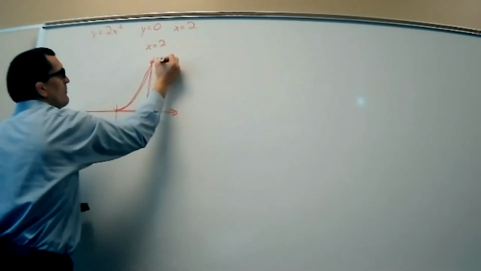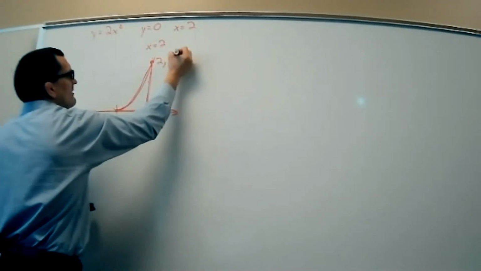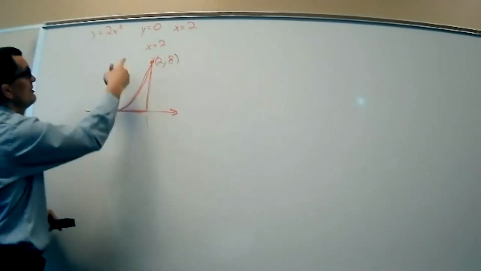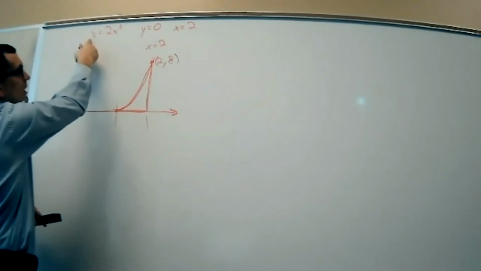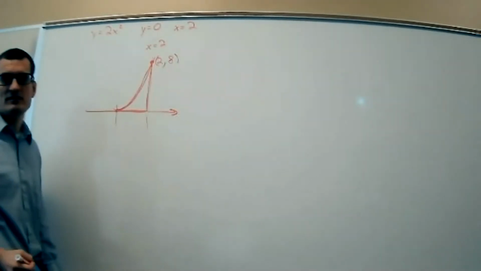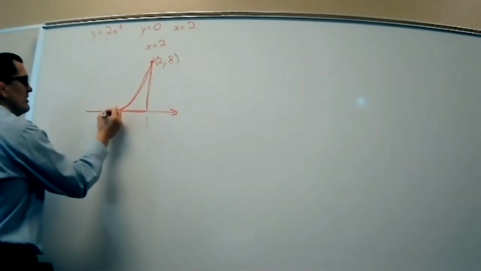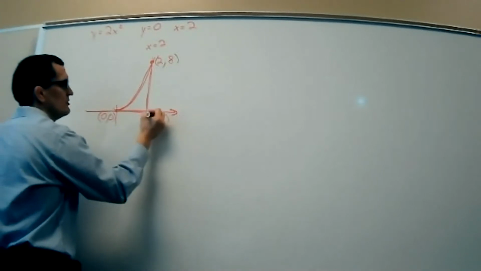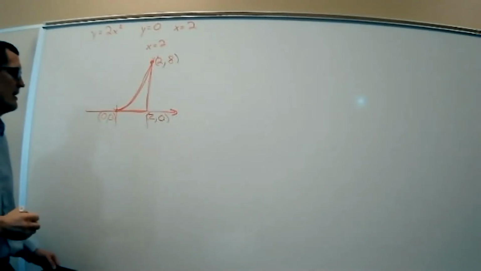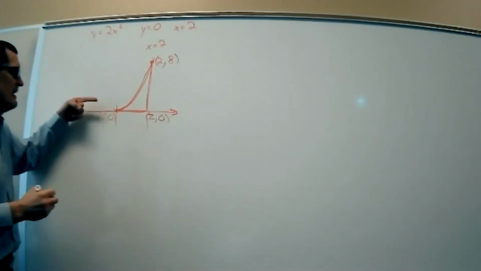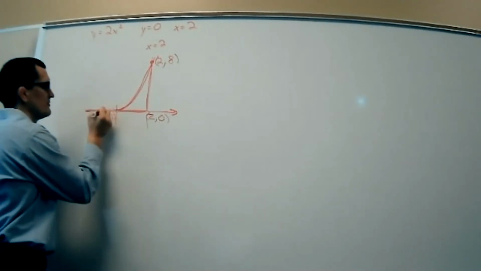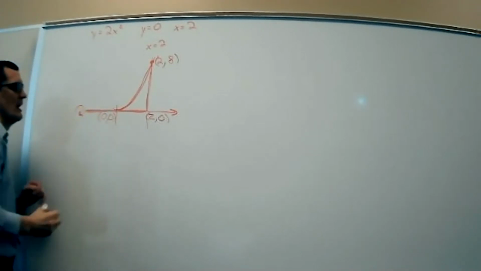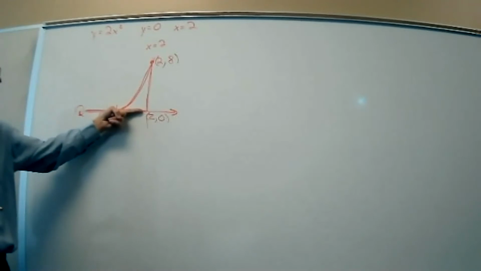So here we are. By the way, that's the point (2, 8). The way I figure that out is we know that's on the line x equals 2. When x is equal to 2, y is equal to 8 on that curve, right? So I know that's where it intersects. Here's the origin, (0, 0). Here's the point (2, 0). Now the first line I want to rotate this around is the x-axis, or the line y equals 0.